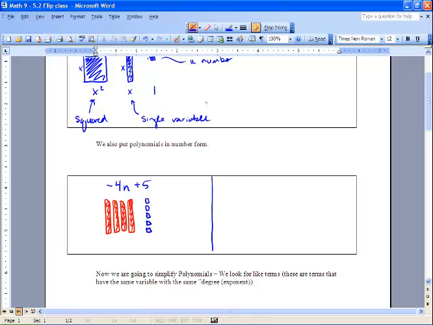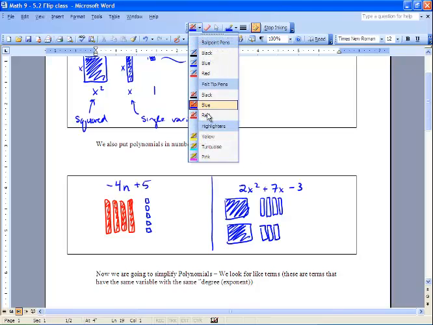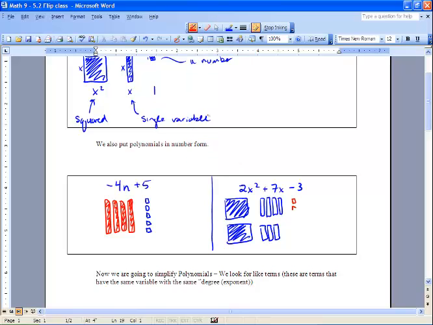Let's try one more. 2x squared plus 7x minus 3. All right, so we've got 2x squared, so that's 1, 2, and then we've got 1, 2, 3, 4, 5, 6, 7, and over here we got to do it as negative, and we get 1, 2, 3, and you can see that that represents our polynomial.